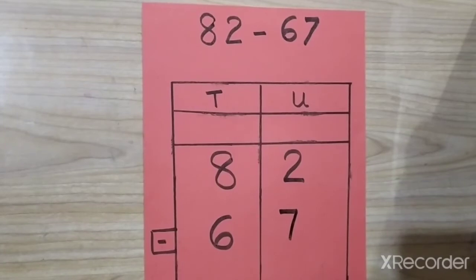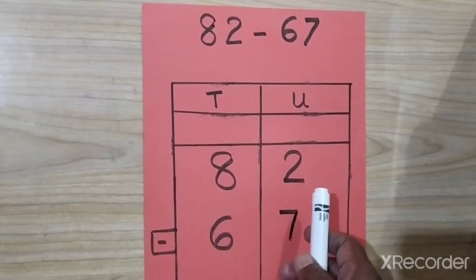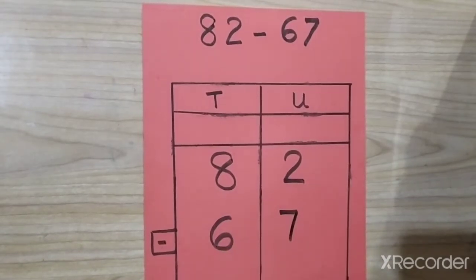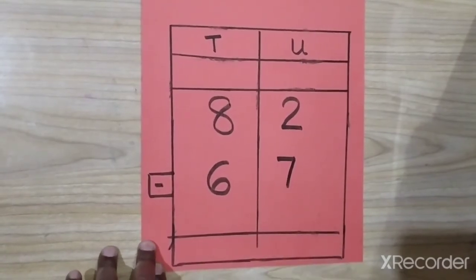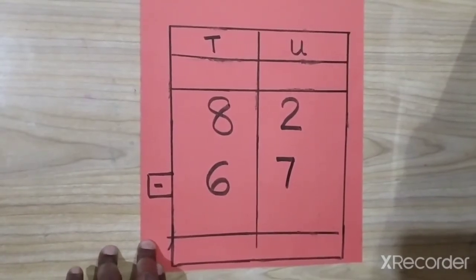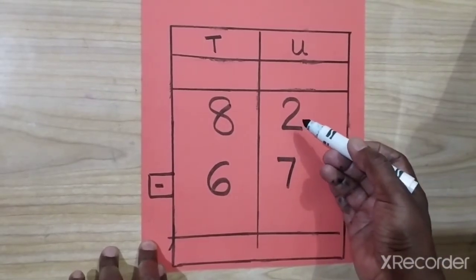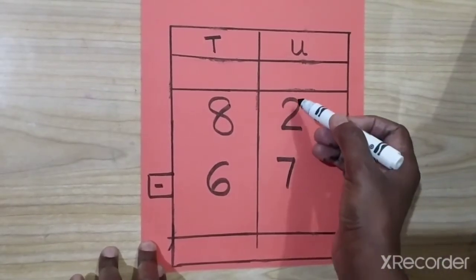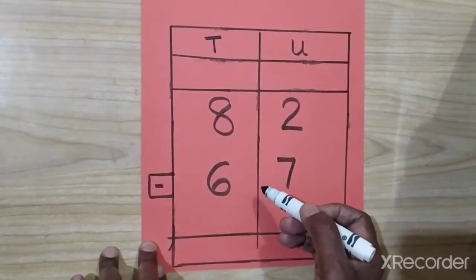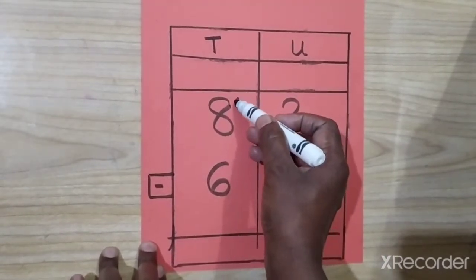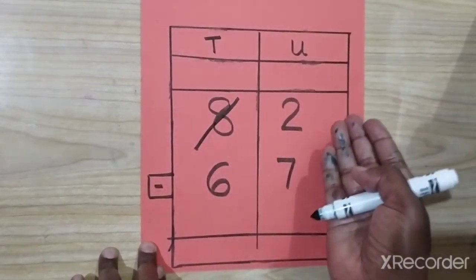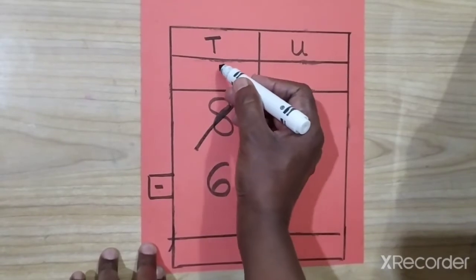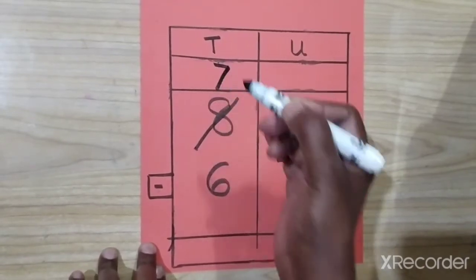Now, here we have 82 minus 67. As you see, I have already written 82 minus 67. Let's proceed. 2 minus 7. 2 is a smaller number. If a smaller number is on top, we cannot subtract. So, 2 goes to 10. 10 gives 1 ten. So 8 will become 1 less because 1 ten is going there. So 8 will become 7.